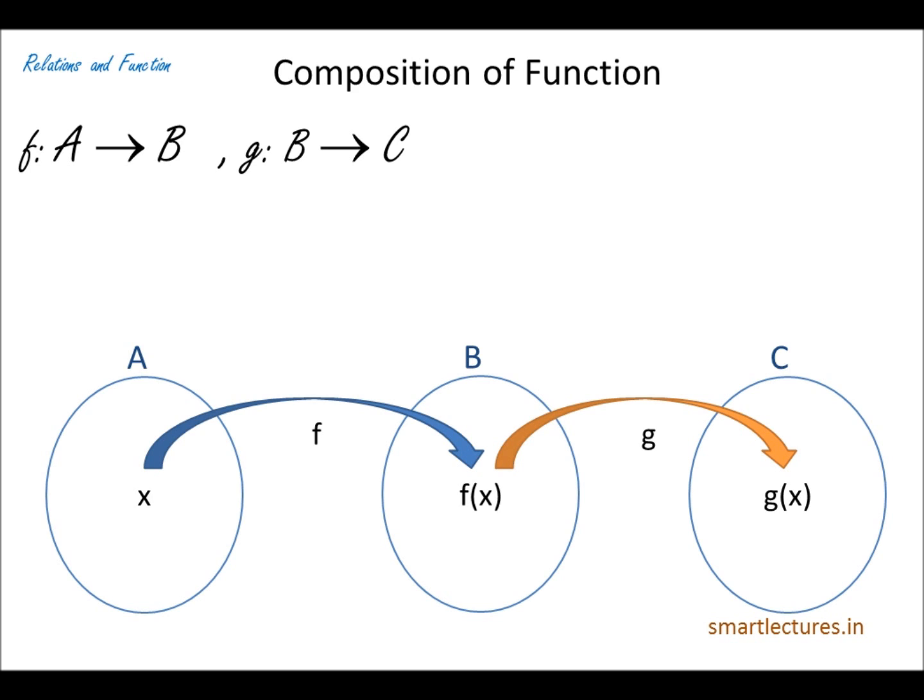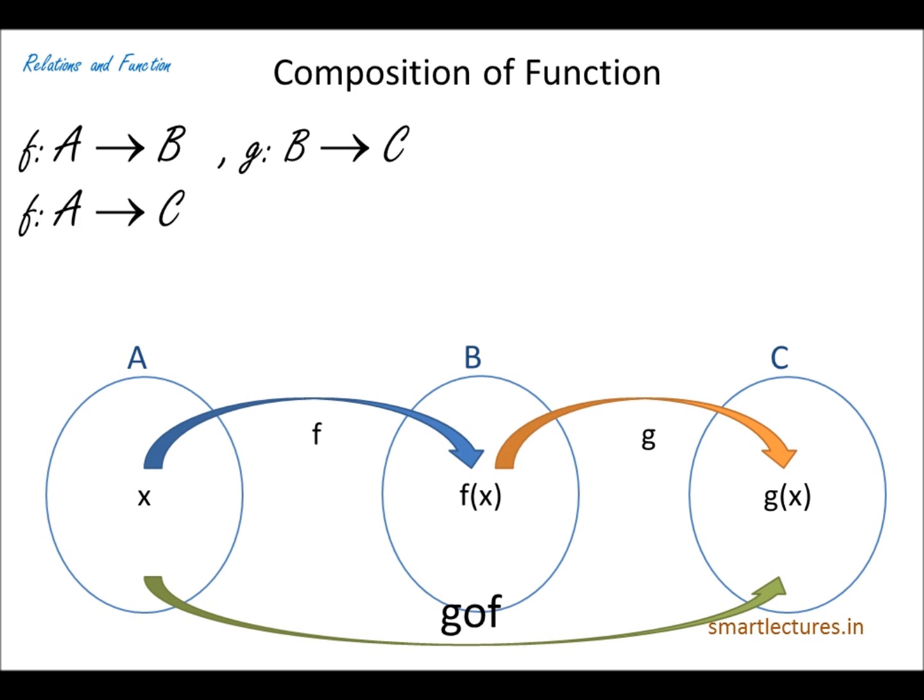So this also means that for every element x in set A, there also exists a unique element g of f of x in set C, which gives rise to a new function from set A to set C. And this is called the composition of functions f and g. And this composition of functions f and g is denoted by g o f.